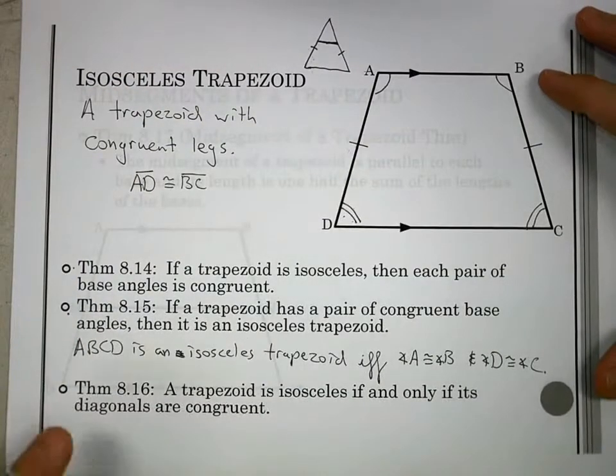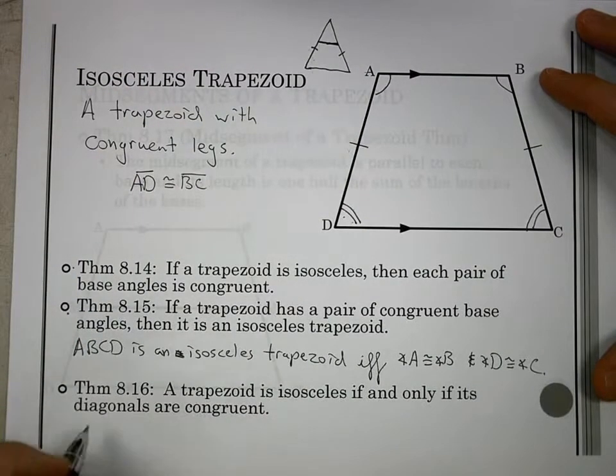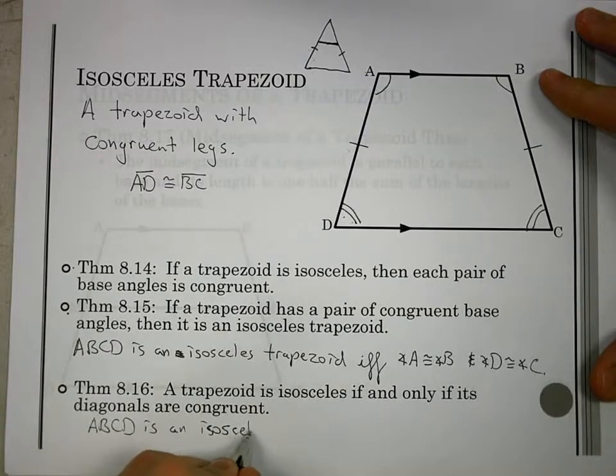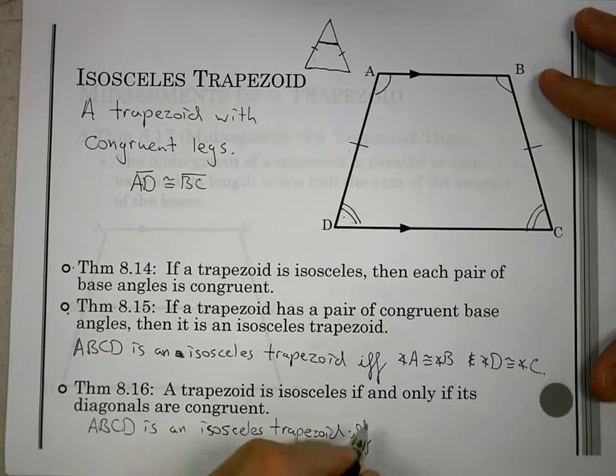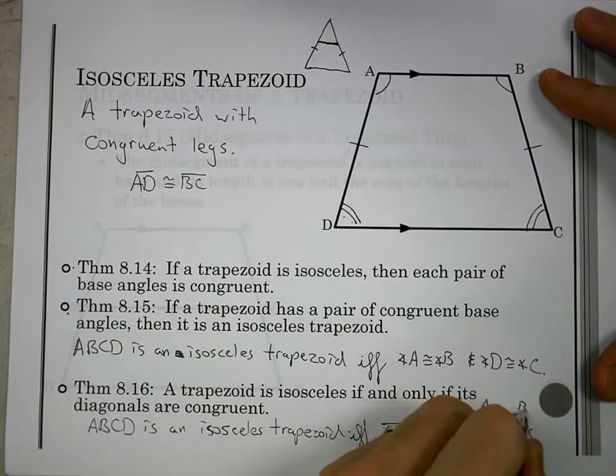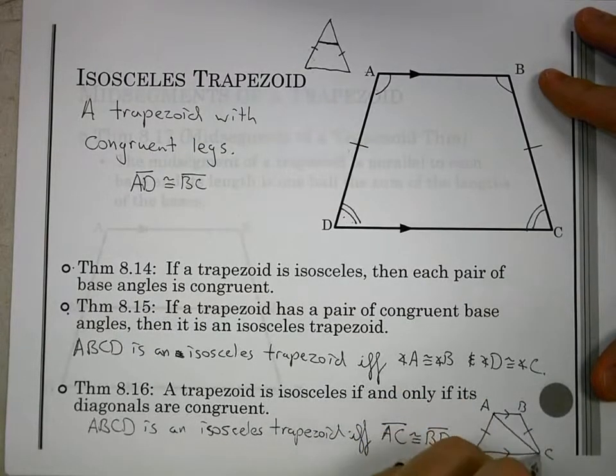Theorem 8.16 says a trapezoid is isosceles if and only if its diagonals are congruent. So here we're going to say ABCD is an isosceles trapezoid, if and only if AC is congruent to BD. I'm not going to draw those diagonals in my diagram. I'm just going to draw another one here. Make sure we mark it as isosceles. Then draw on those diagonals.